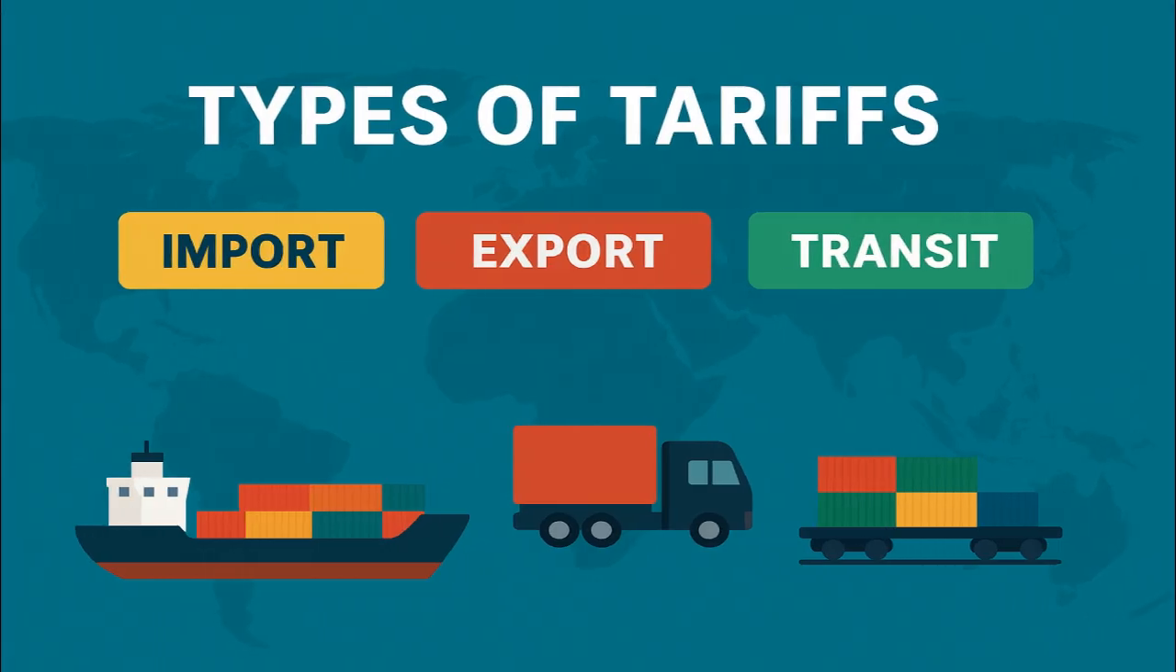Types of tariffs. There are mainly two types of tariffs. Import tariff: a tax on goods coming into a country. Example: importing cars, machinery, or electronics. Export tariff: a tax on goods going out of a country. Example: a country may add export tariffs on raw materials to ensure enough supply remains within the country. Sometimes there's also a transit tariff, a tax on goods passing through a country on the way to another destination.